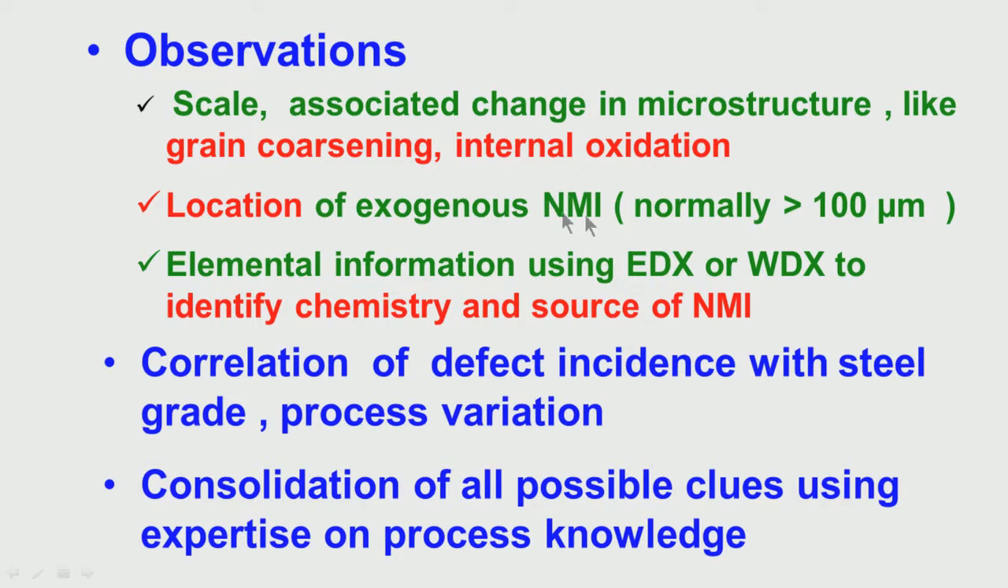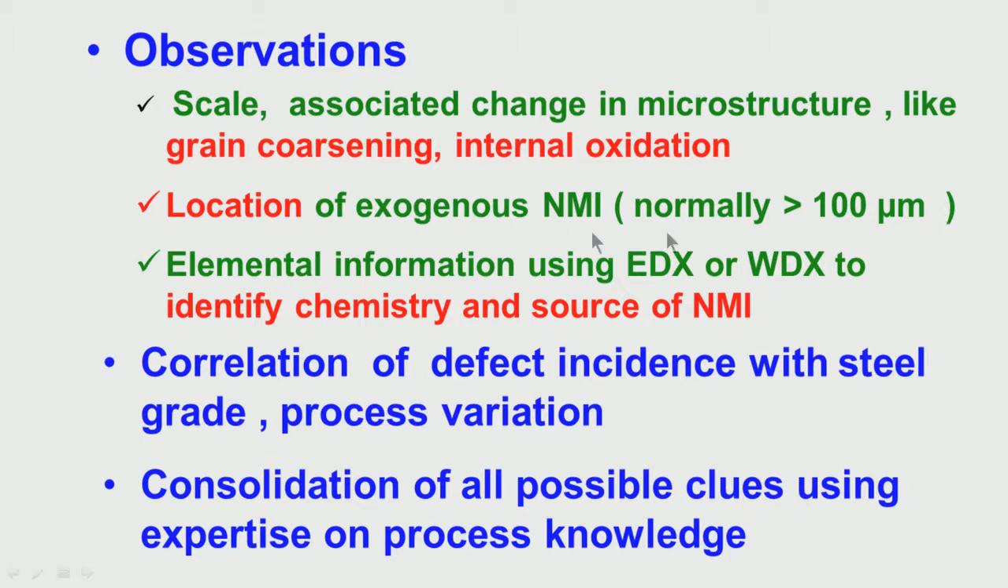Then you look at non-metallic inclusions. If you have large non-metallic inclusions which are more than 100 micron, you can see them with the normal eye itself. I will give you some examples where certain lamination defects you can already see with the normal eye on the rolled surface. Those are basically associated with large exogenous entrapments. But if there are smaller inclusions, then you have to look under the microscope.